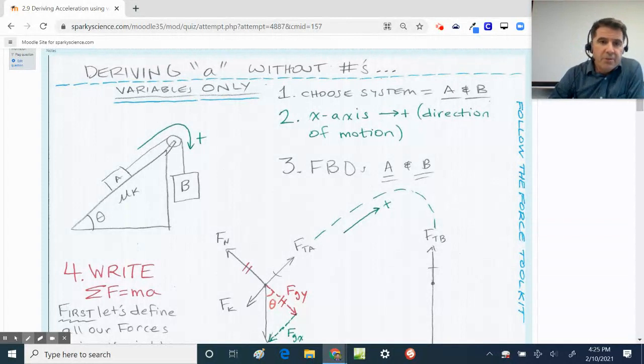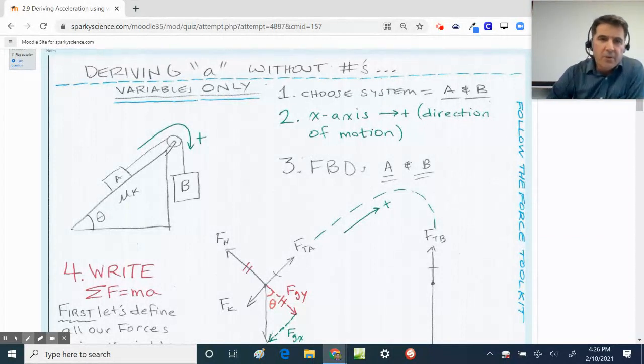Whenever you have a two-block system or two-body system, you should start off finding the acceleration by finding the acceleration of the whole system. So our system is going to be block A and block B. The second thing we're going to do is choose our axis. And usually I like to choose the axis of direction. So going up the hill and over the pulley, that whole axis is going to be the axis of direction. You'll see how that works in a moment. And that's going to be positive to the right.